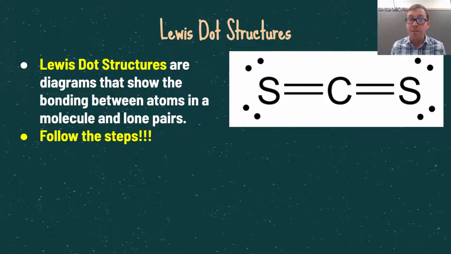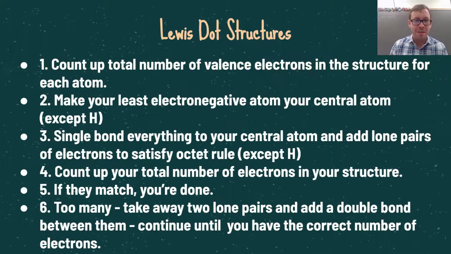So how we do that is by following the steps. And I can promise you, if you follow the 6 steps that are listed on the next slide, odds are you will never get a Lewis dot structure incorrect. So here are our 6 steps. And again, please write these down. These are very important for you to make sure that you understand.